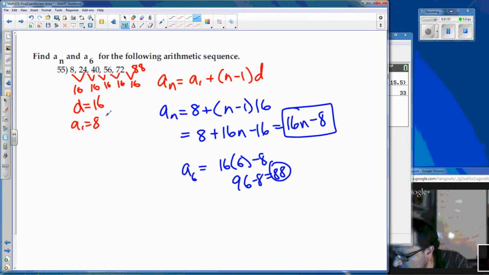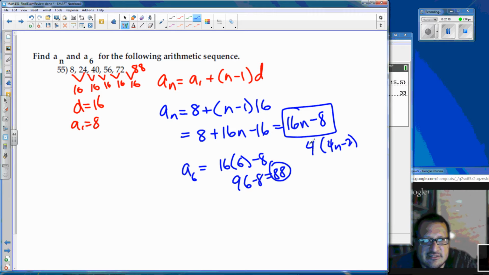Now, I don't know why. I mean, this is the same as what the answer key has. They write it as 4 times (4n minus 2). I mean, you can see that these are the same. Not really sure why they would write it that way, but it's the same answer.